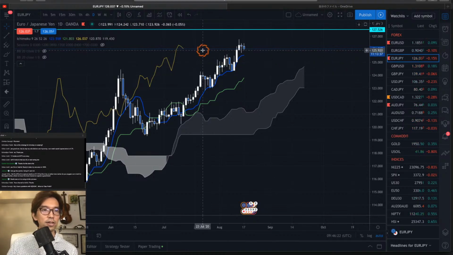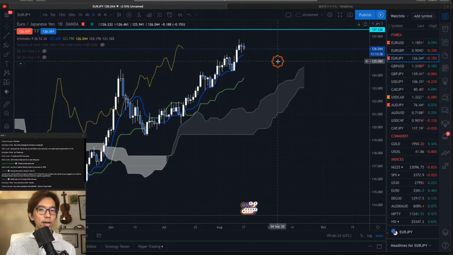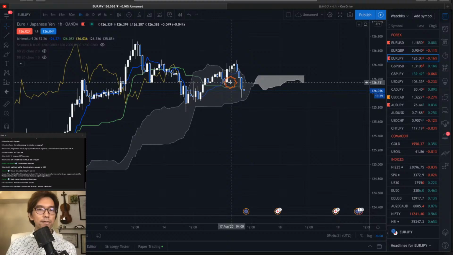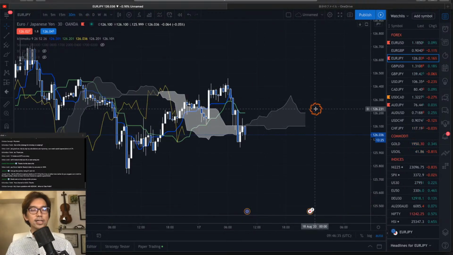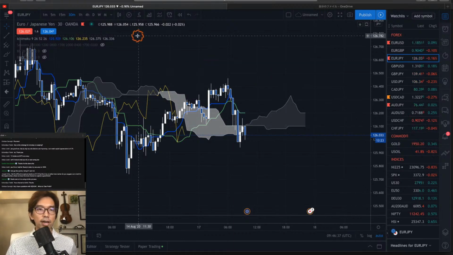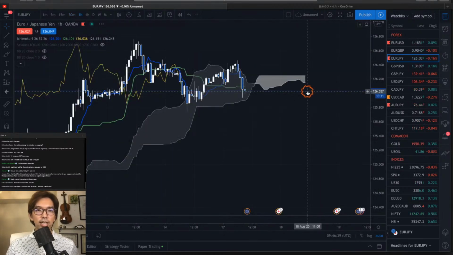So here is the Euro JPY daily chart, looks to be going up. Once again, Kijun Sen up and Senkou Span A up also. And if I look at the 1 hour, flat. In 30, I think it's flat too. Yeah, it's flat. So I won't take any buys right now.